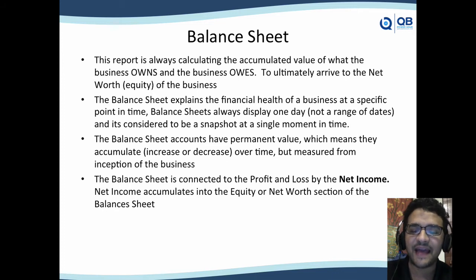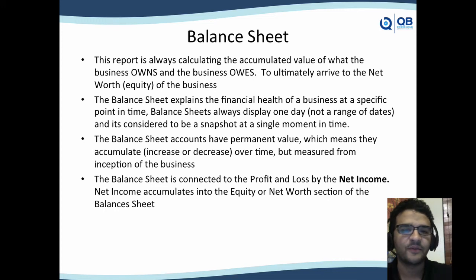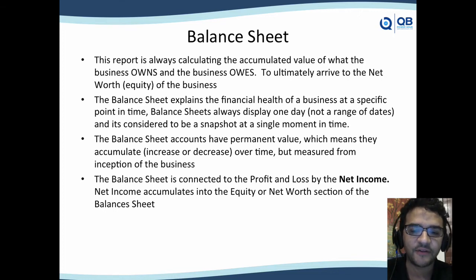Now, the balance sheet has accounts that are considered to have permanent value, which means that these accounts will accumulate, whether they increase or decrease over time, and they are measured from the inception of the business. So every account that has accumulated value, whether increase or decrease, gets summarized up to the day that the balance sheet is pulled, and that's the value that you see. The balance sheet is connected to the profit and loss via the net income. In other words, the net income, which is the bottom line of the profit and loss, will accumulate into the equity section or the net worth section of the balance sheet.